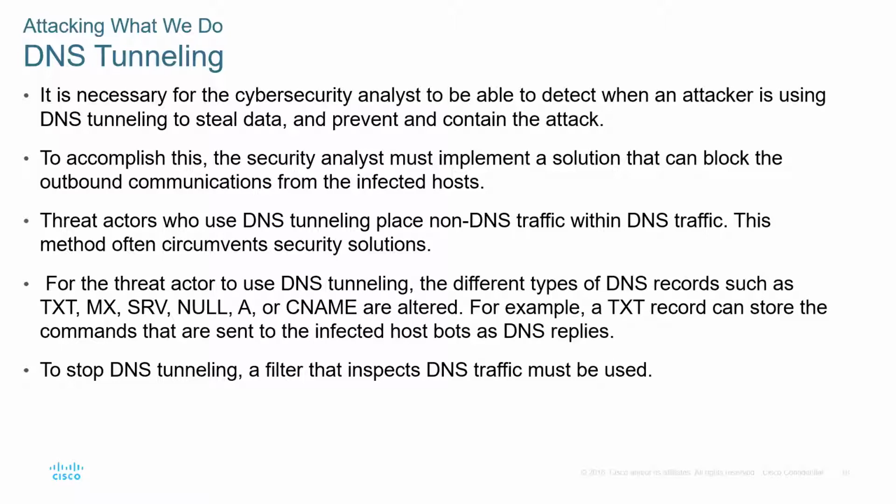So the threat actor is using DNS tunneling, where they're going to send different types of DNS records, such as text, mail records, service records, null records, A records, and CNAME records, where they're all altered. For example, you could take a text record and store commands in it that are sent to infected host bots as DNS replies. A lot of times, the text records are used with random string information, so it's normal to see random string type things go through there. And therefore you would have to actually filter based on commands. So in order to stop DNS tunneling, you must filter and inspect the DNS traffic.